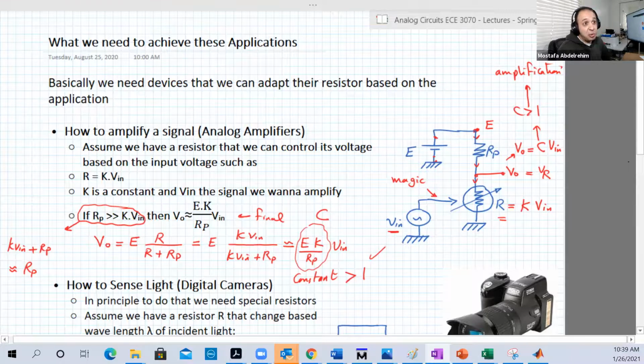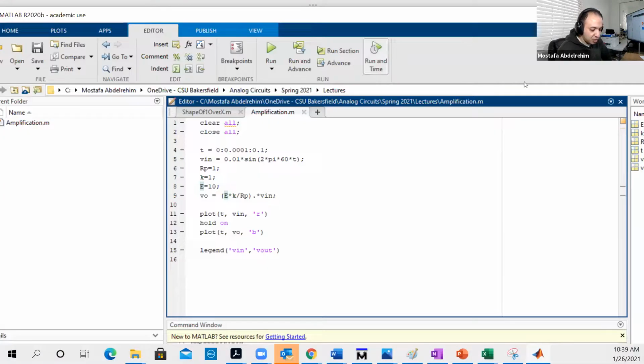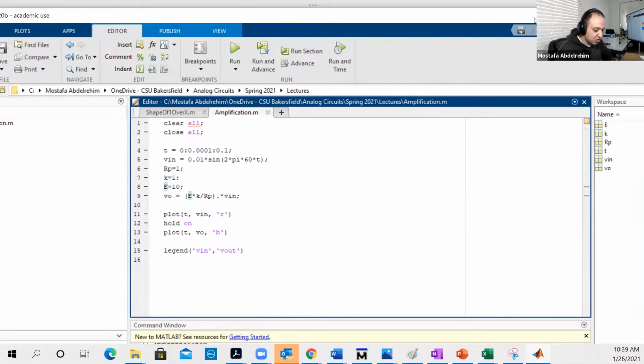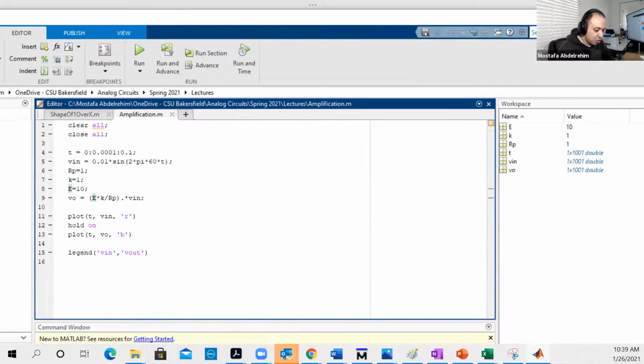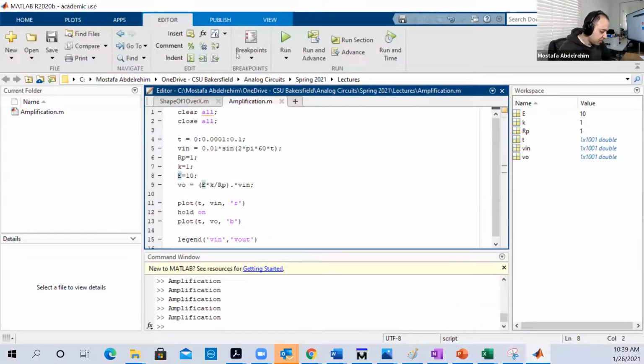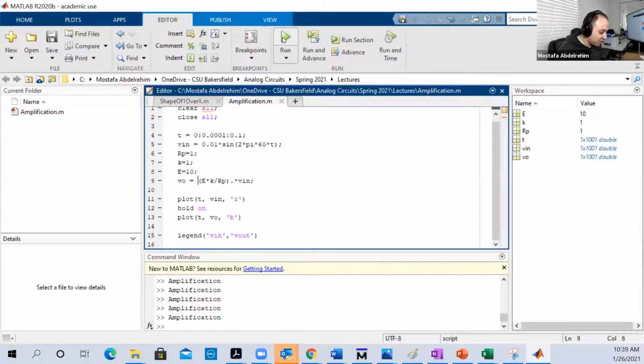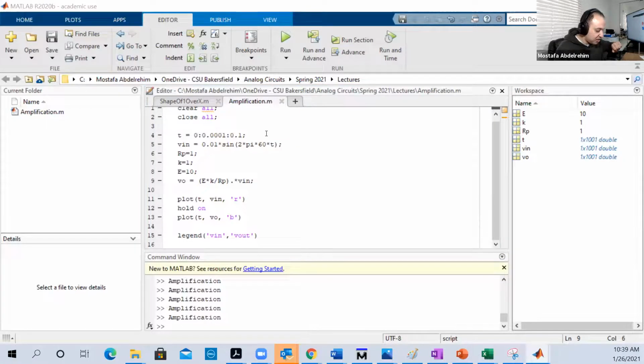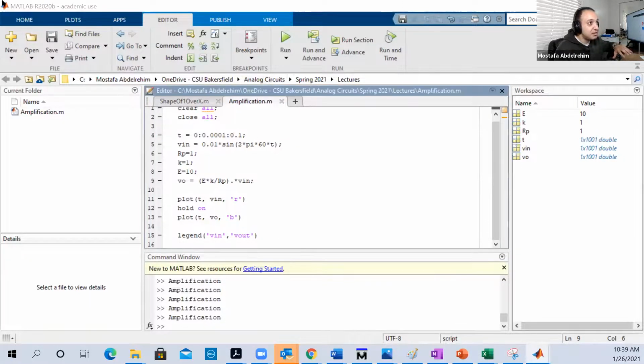So I have simulated this to you just to see on MATLAB. You are not required to do these simulations. I'm going to show you that we really amplify it. So this program just did what I have explained to you. Just forget what's inside this program, just see the output.